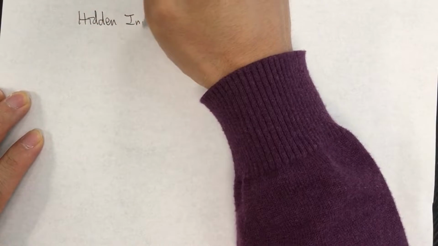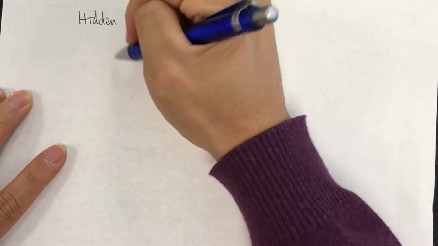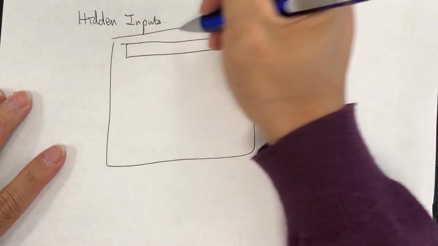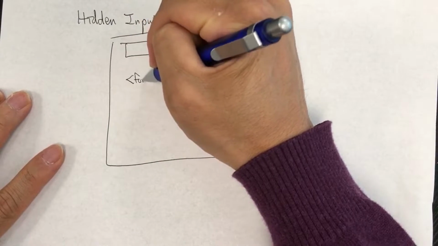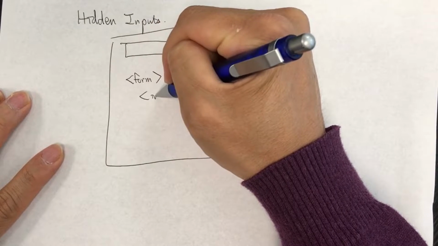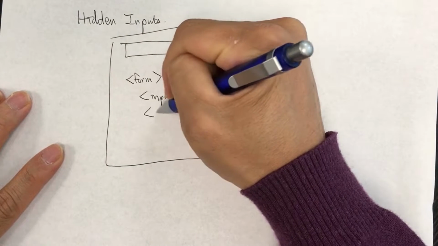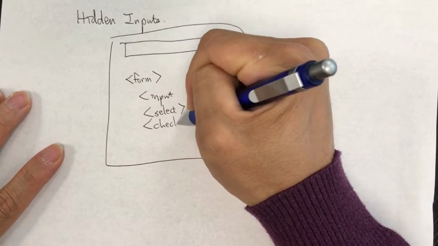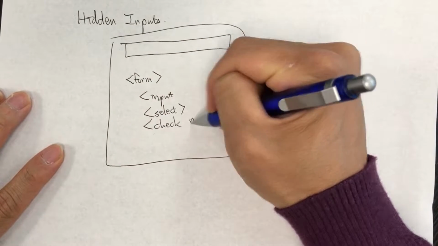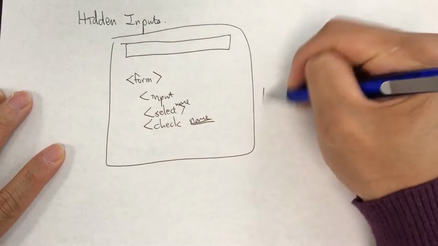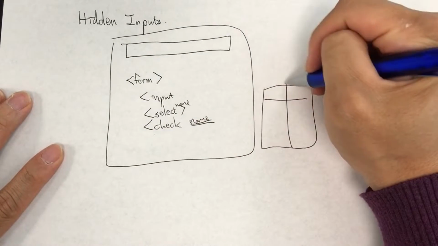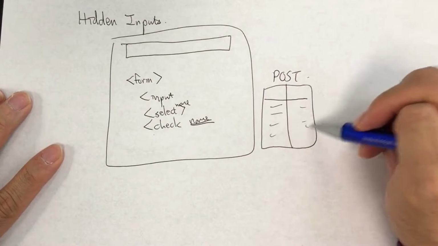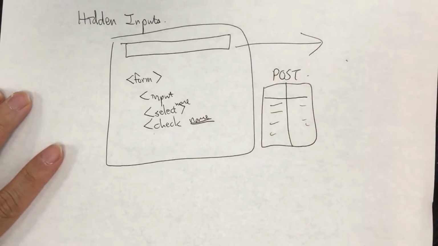Hidden inputs. So we talked about how, if I have a form, and this represents the browser, I can have a bunch of inputs, select, checkbox, radio, all of those with the name. Anything with the name gets packaged in a T-diagram where this is the post, and all of this gets populated and sent. Okay, so we talked about this.